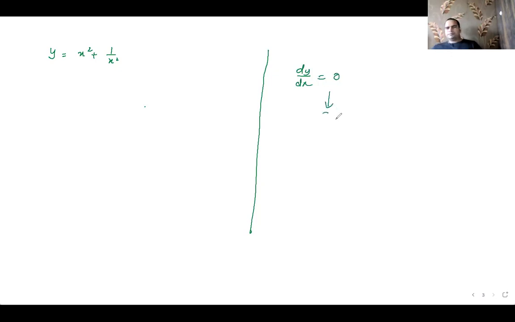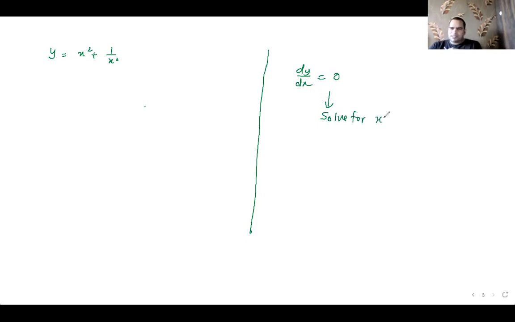So in case we have a function and we want to use the alternate strategy for verification of a maximum or minimum point, let's say I have the same equation which we took last, x squared plus 1 by x squared. There is this alternate strategy or pathway we can remember. Step number one remains the same: dy by dx equal to 0. Solve for x.